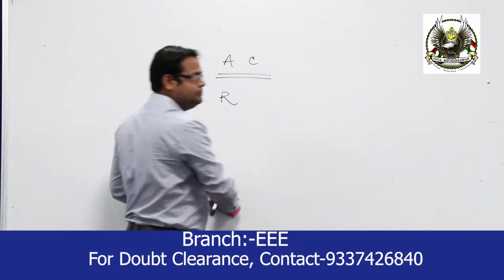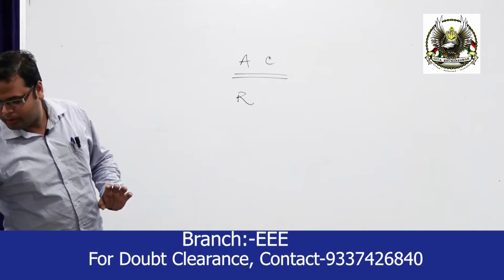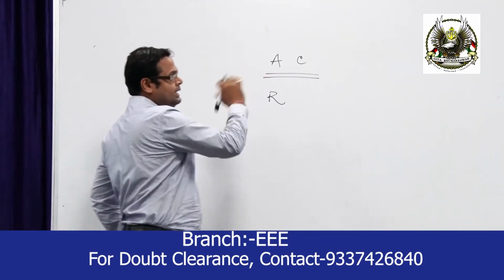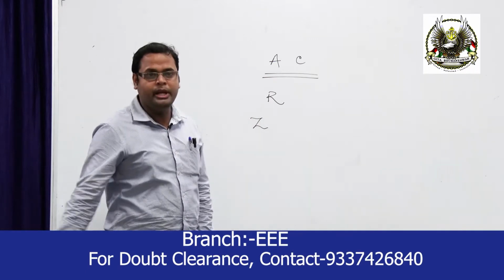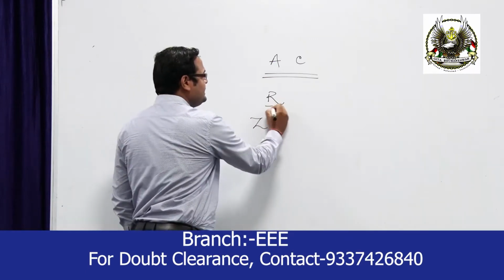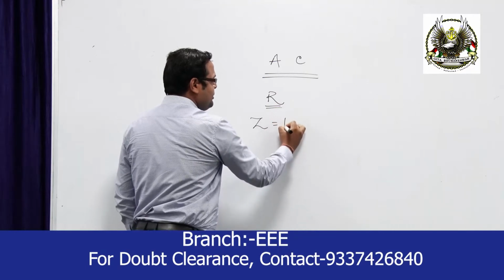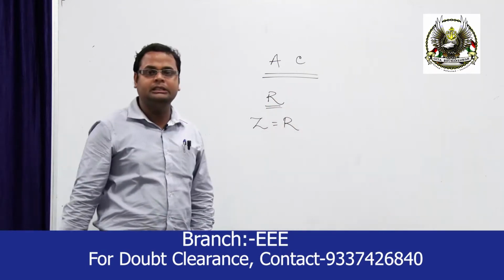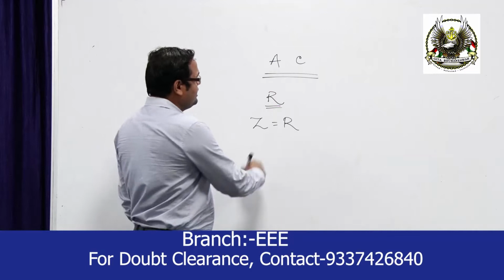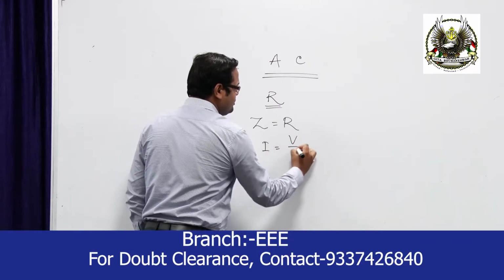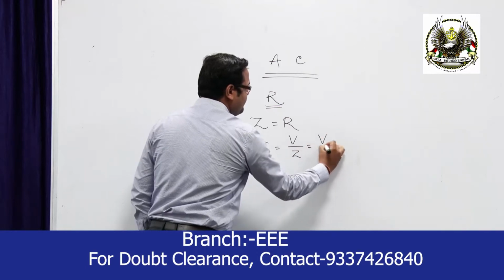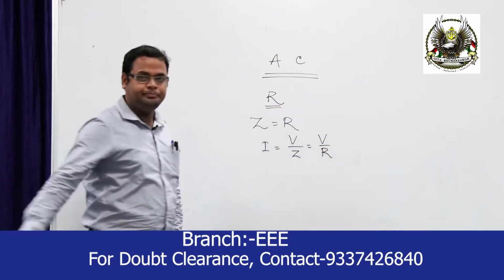So, let us see first for a resistive circuit, how we will be dealing with a purely resistive circuit. We know that in AC generally we are dealing with the impedance. When we are dealing with a purely resistive circuit, at that moment the impedance is nothing but Z is equal to R, and if the voltage is given, current we can easily find: I is equal to V by Z or V divided by R.